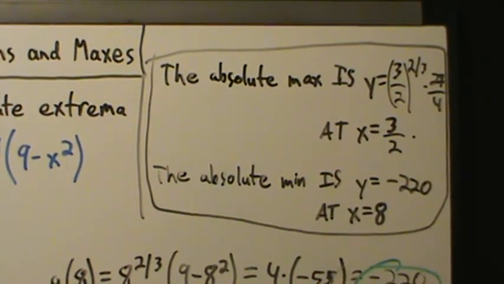All right, and that's an example of finding absolute extrema on a closed bounded interval. So we'll do a few more in the next few videos.